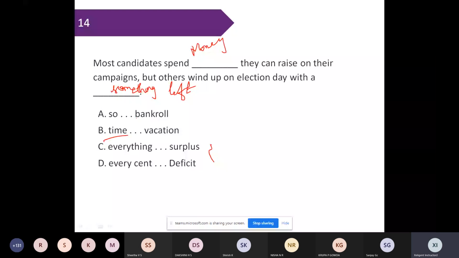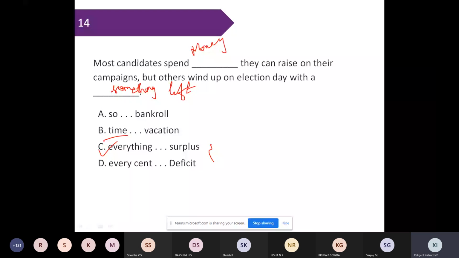So everything includes money as well. And they can raise on their campaigns, but others wind up on election day with a surplus. Surplus means something which is left out after your requirement is met. That is surplus. So that is also making my guess correct. So the correct answer is option C, everything and surplus. Every cent and deficit will not be correct. Even every cent you can take, that is each penny or money. But deficit, what do you mean by deficit? Deficit is something which is very small. Okay, the sum of money is very small here.